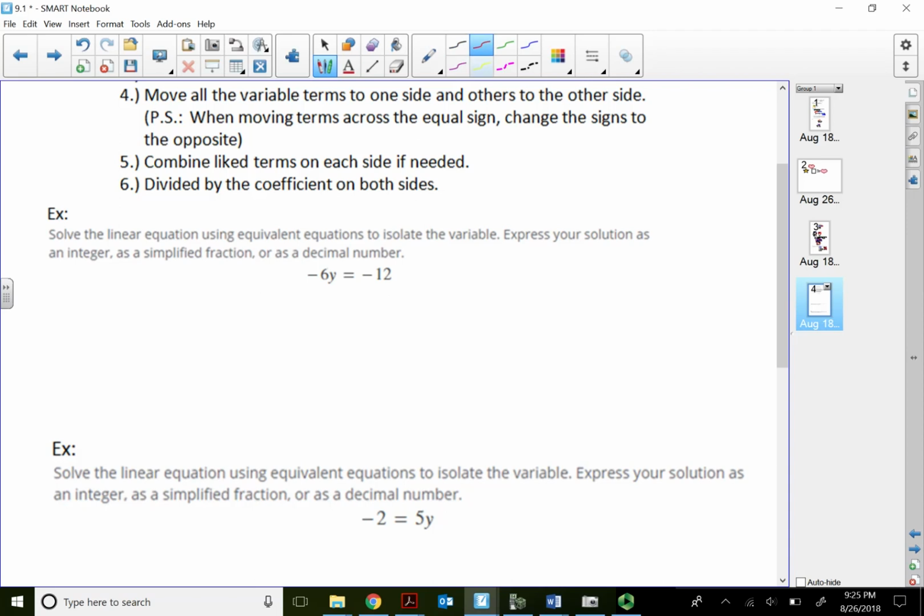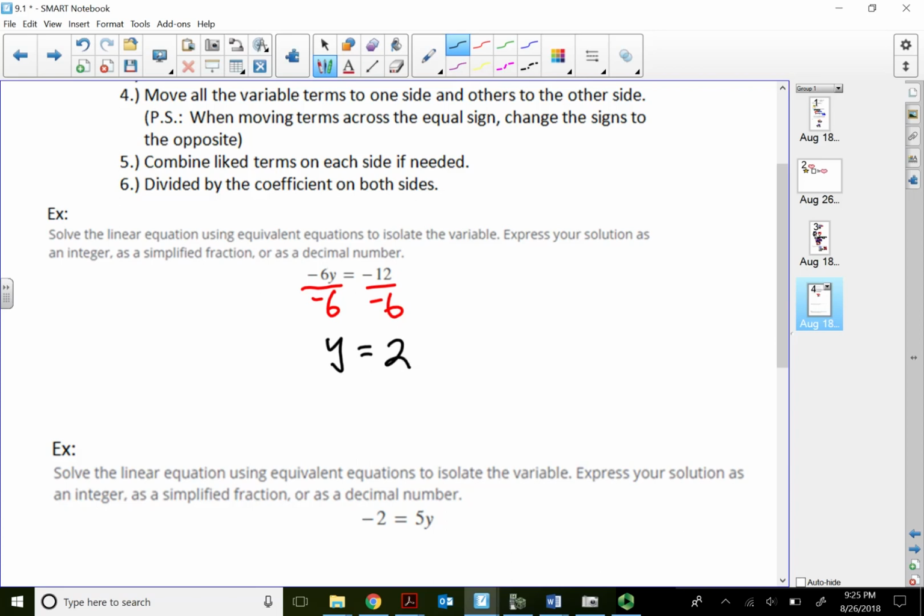So we only got two terms, a variable term on one side, a constant term on the other. So I will divide both sides by -6. -6 divided by -6 will be +1y. So my answer is y equals +2.